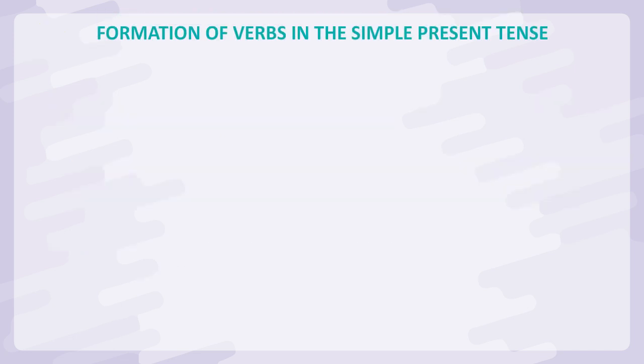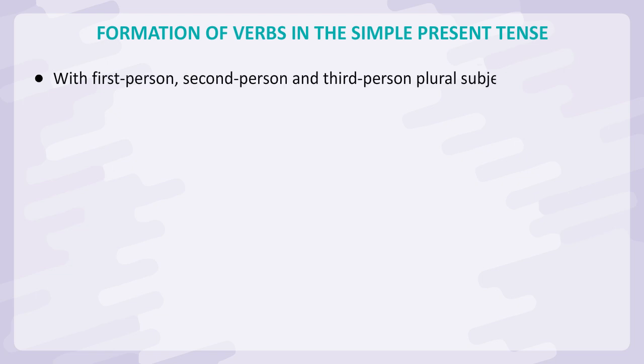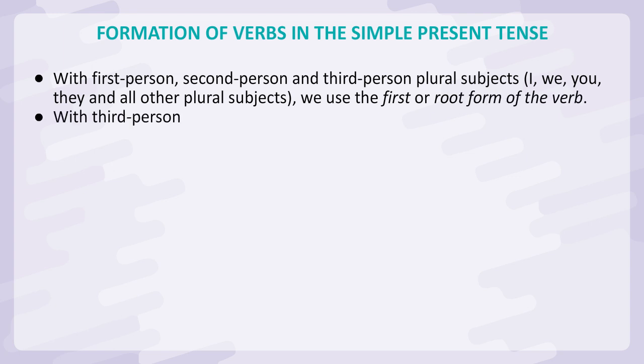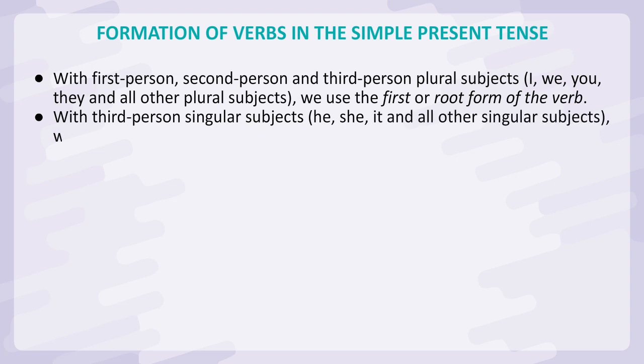Formation of verbs in the simple present tense. With first person, second person and third person plural subjects: I, we, you, they and all other plural subjects, we use the first or root form of the verb. With third person singular subjects: he, she, it, and all other singular subjects, we add s or es to the first or root form of the verb.